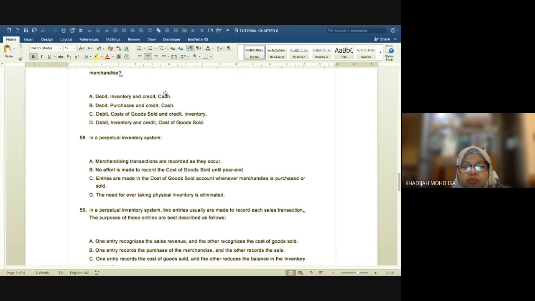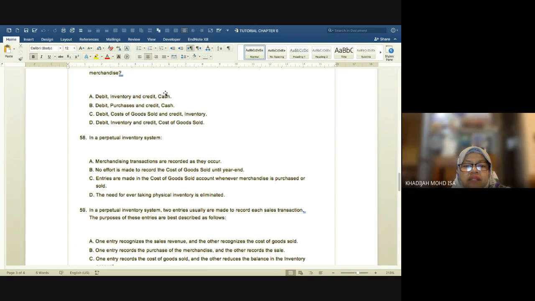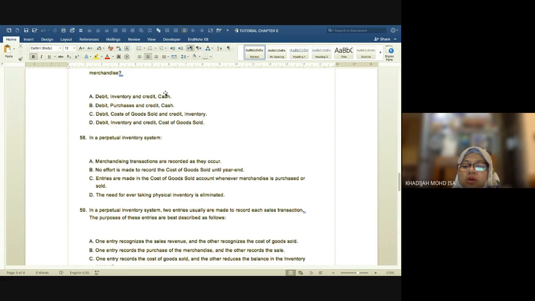COGS is recorded only when you sold, not when you purchase. So that one, not sure. Only for ever taking physical inventory is eliminated. That's wrong. So it should be A. Merchandise purchases are recorded as they occur. B is wrong. C is also wrong because COGS is recorded only when you sold. So that's how you answer your multiple choice question.